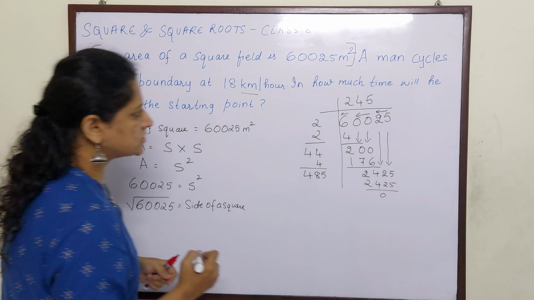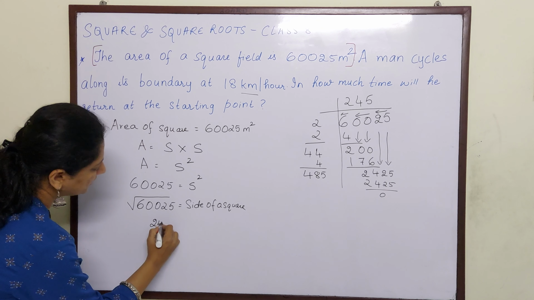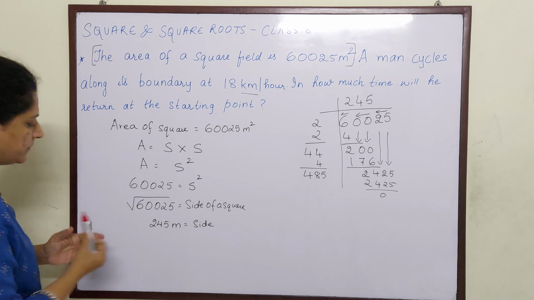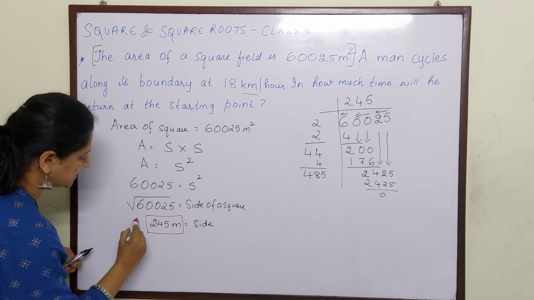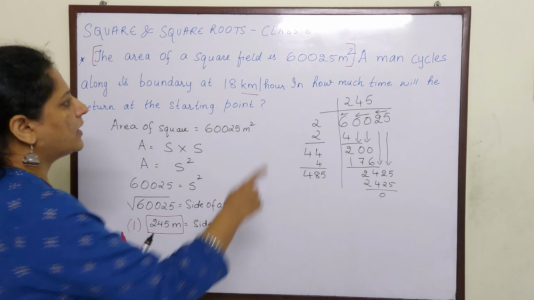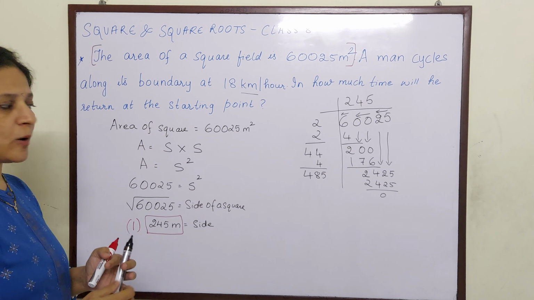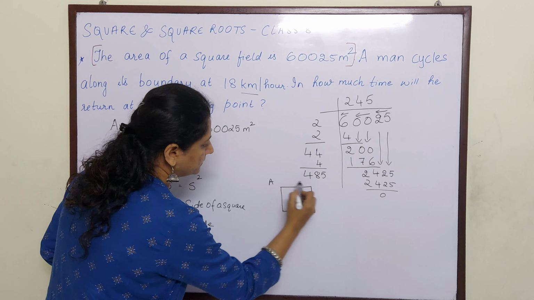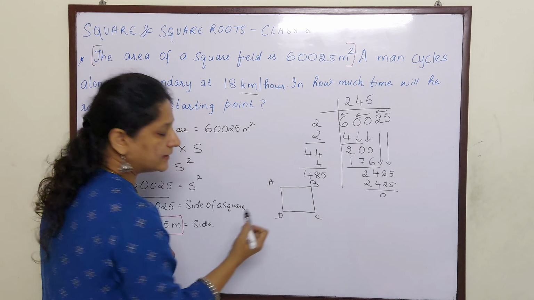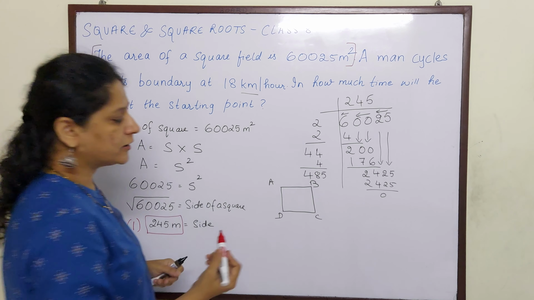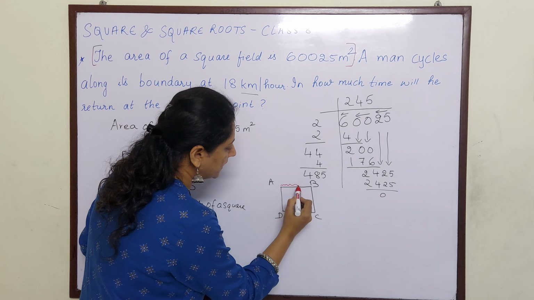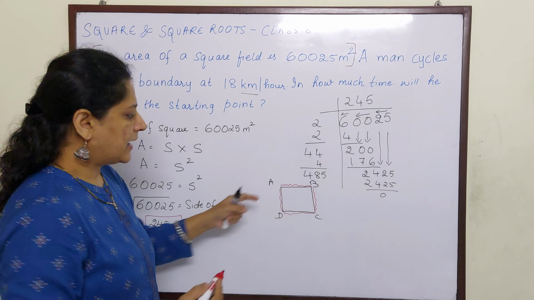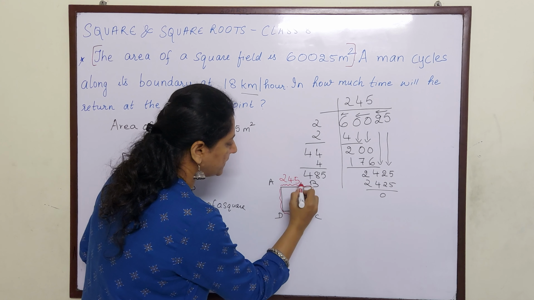The square root of 60025 is 245 meter. So we have got the side of the square as 245 meter. This is our first piece of information. Now they are saying a man cycles along its boundary. So let us take this as a square ABCD. That means the man is cycling around, A to B, B to C, C to D and D to A. And we now know the side of the square is 245 meter.